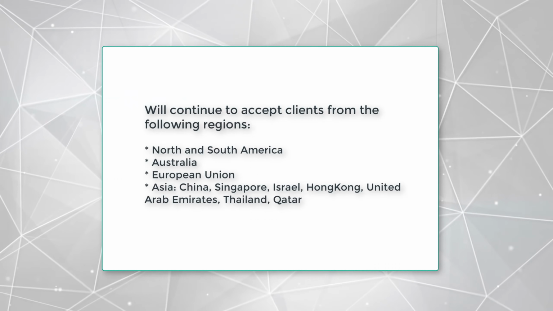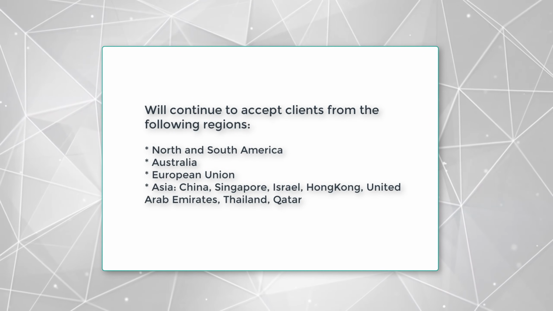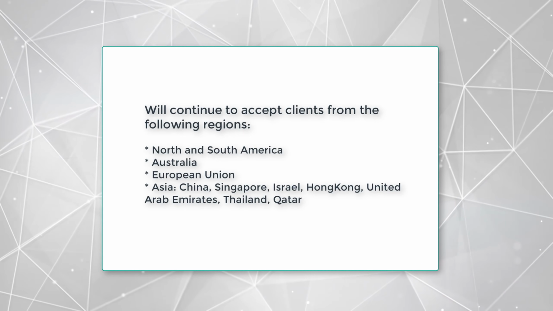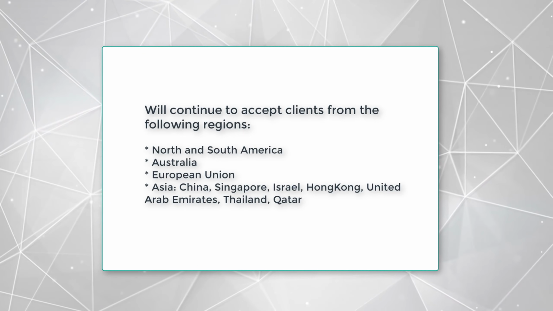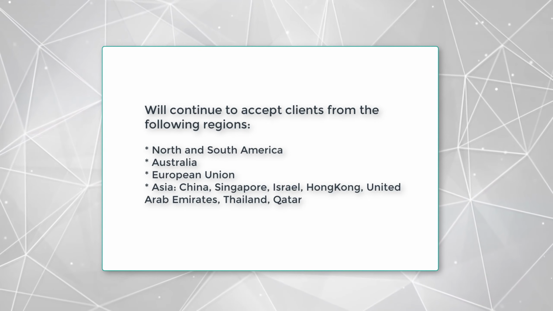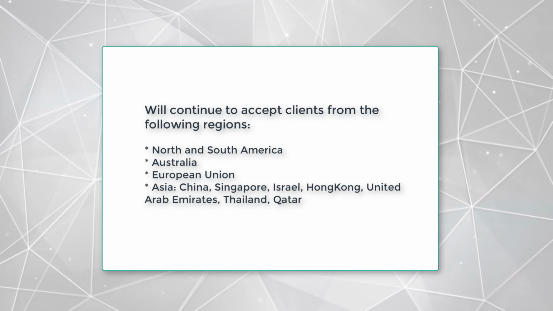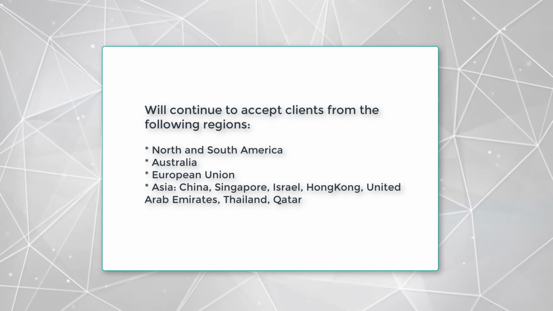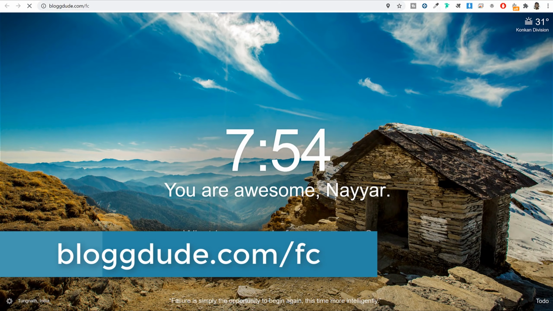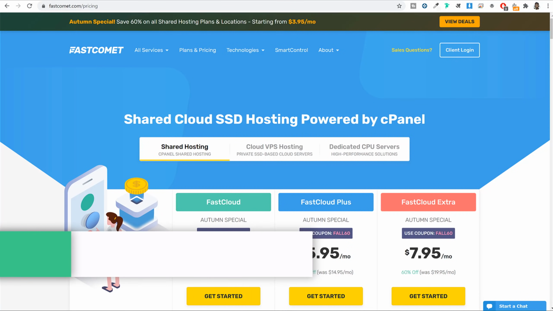Right now on your screen, you can see only those countries wherein SiteGround still offers their service. So you can see North and South America, Australia, European Union, and some countries in Asia. If you're from a country which is not in this list, for example, if you're from India, Pakistan, Bangladesh, or any other African country, for you I'm recommending a different hosting provider. So you can again open a new tab and type in blogdude.com/FC. And FC stands for Fast Comet and this link is also given in the video description below.